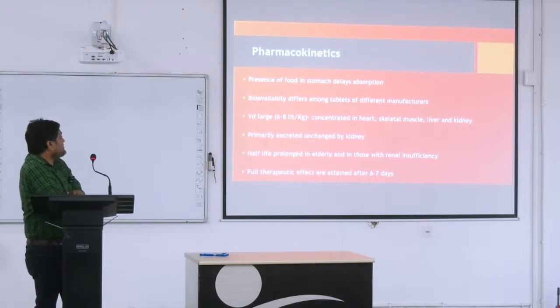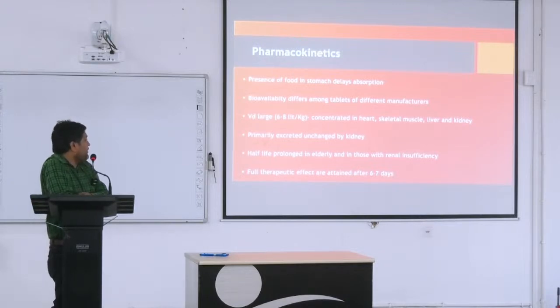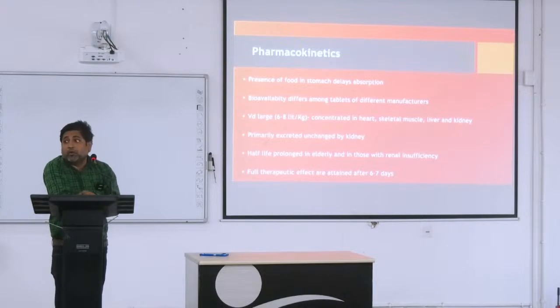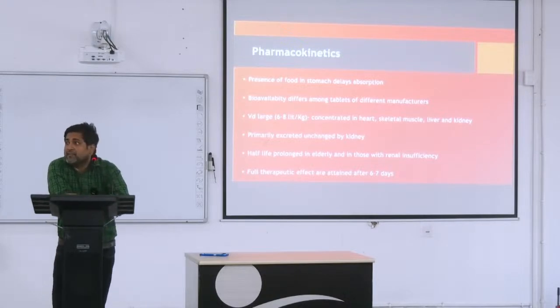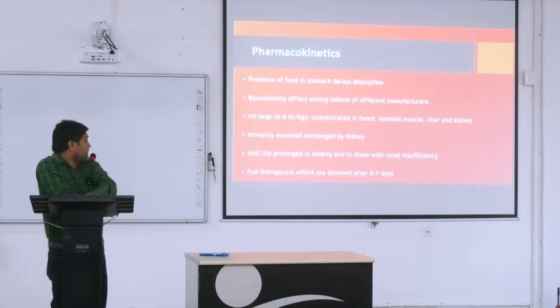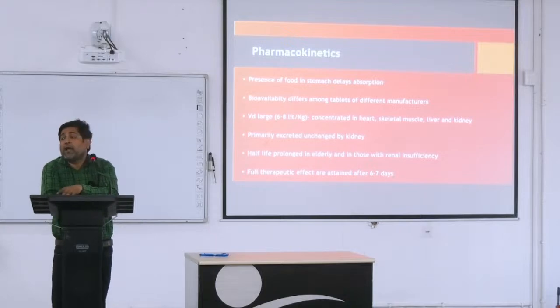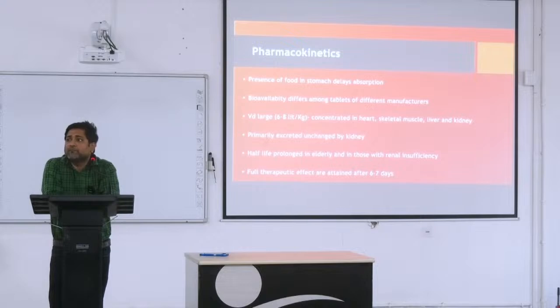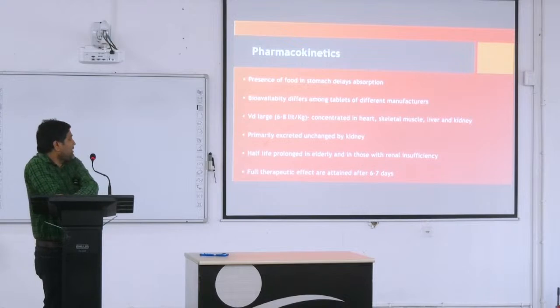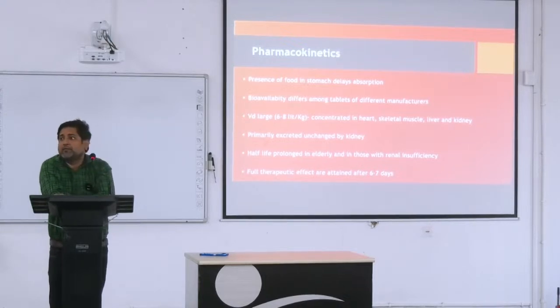They are primarily excreted by the kidney. Half life is prolonged in elderly subjects and in renal failure patients. So the dose has to be decreased in elderly patients and in renal failure, and the full therapeutic effect is attained after 6 to 7 days. Why? The half life is very large, 40 hours. Getting to steady state concentration takes 4 to 5 half lives, so 6 to 7 days are needed for the full therapeutic effect.